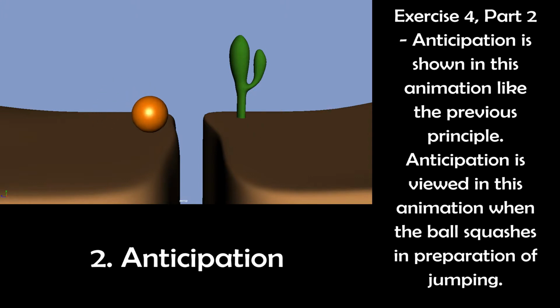Anticipation is used to prepare the viewer for an action and to make the action appear more realistic. An example of this can be when a batter has to swing the bat or club backwards before hitting the ball.